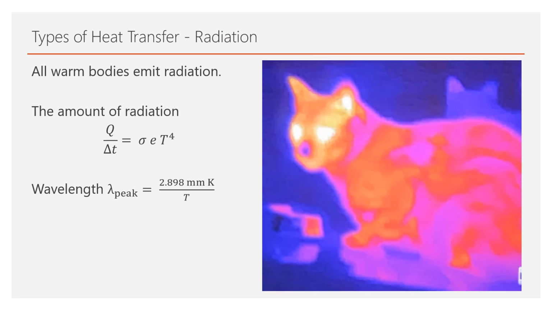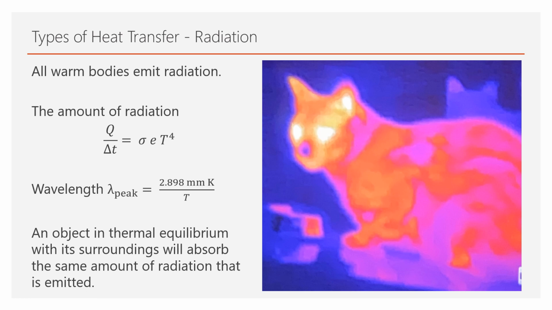This is an image taken from a thermal camera of a cat sitting in front of a window and eating out of a dish. It shows that his eyes are very warm when compared to the rest of his body. It also shows that as he eats from the dish, some of his radiation warms the dish. The image also shows that the window behind him and the table beneath him will reflect thermal radiation. An object that is in thermal equilibrium with its surroundings will absorb the same amount of radiation that it emits.